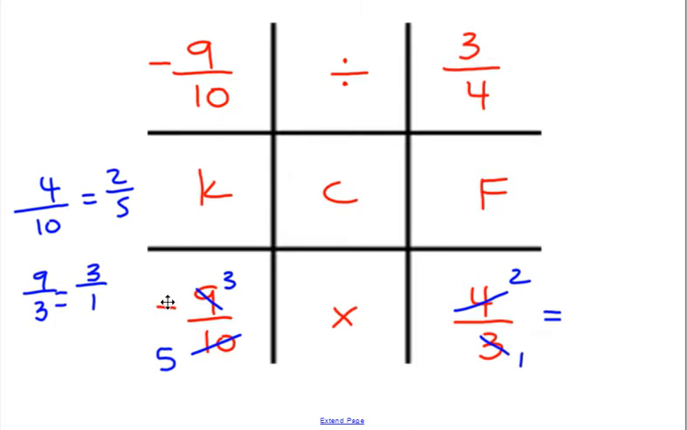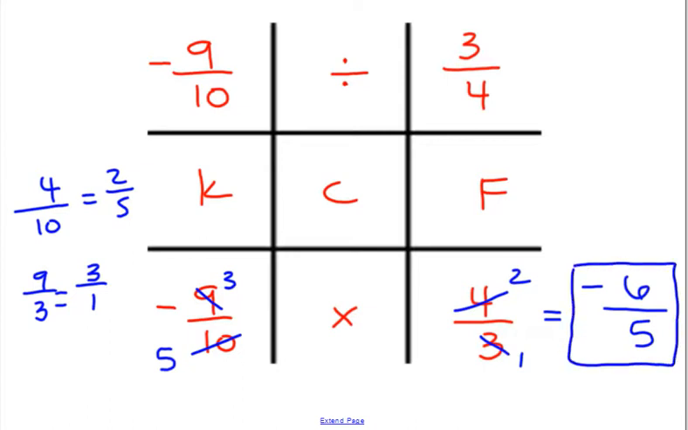Now, I have a negative times a positive, which is a negative. So 3 times 2 is 6. 5 times 1 is 5. Now look at everything that I just canceled out. That would have been a lot of simplifying at the end, and now I have an answer that's already simplified. Let's make it a mixed number. 5 goes into 6 one time, and I have 1 left over, and the denominator is 5.